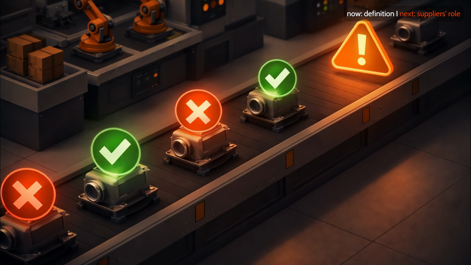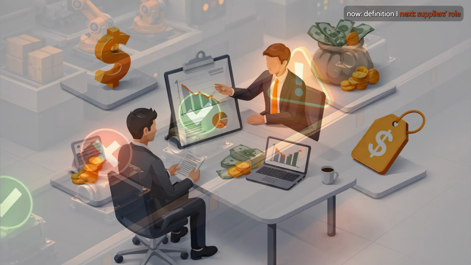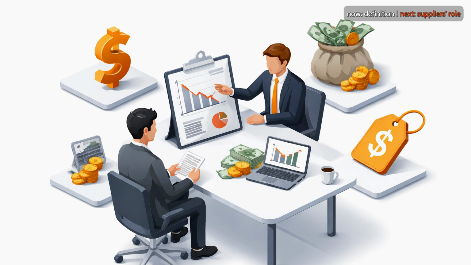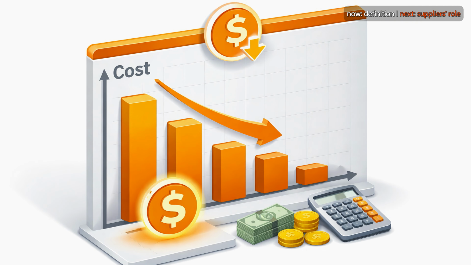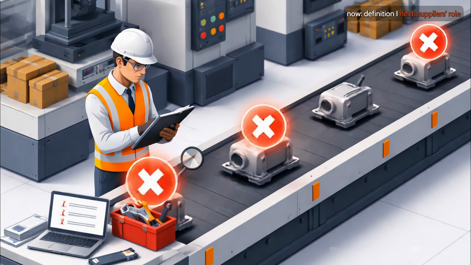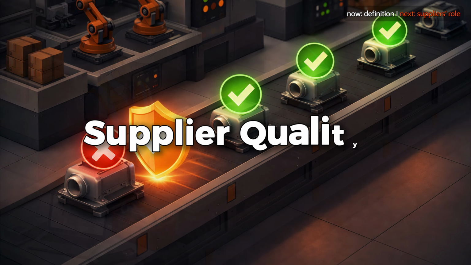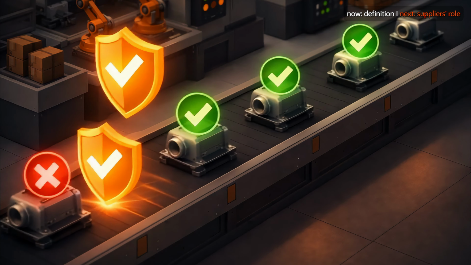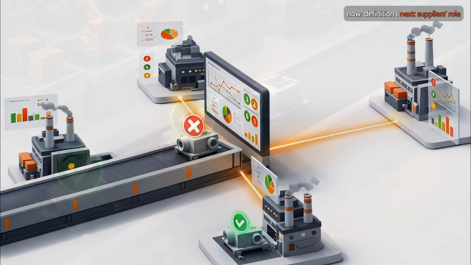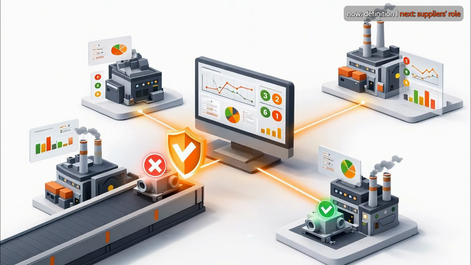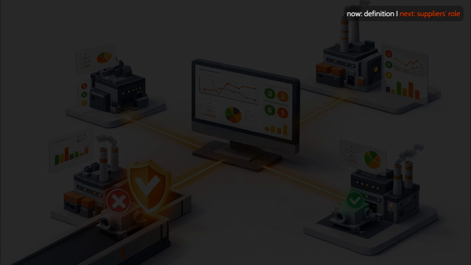And here's where many companies get it wrong. Supplier quality is not procurement. Procurement focuses on cost. It's not quality control. Supplier quality prevents problems before they happen. It gives you control and visibility across your supply base.